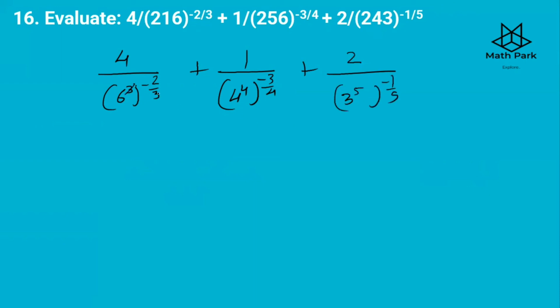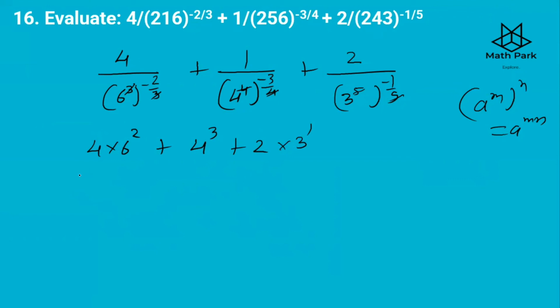Okay, now this 3 and 3 got cancelled. This 4 and 4 get cancelled. This 5 and 5 get cancelled, because a raised to m raised to n is equal to a raised to mn. Okay, so we have 6 raised to minus 2 comes here, it becomes 6 raised to 2. So we get 4 into 6 raised to 2 plus 4 raised to minus 3 comes here, becomes 4 raised to positive 3 plus 2 was here, 3 raised to minus 1 comes here, becomes 3 raised to 1.